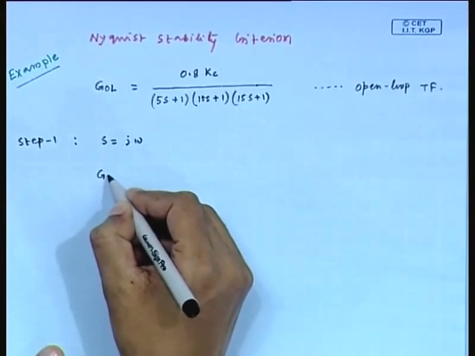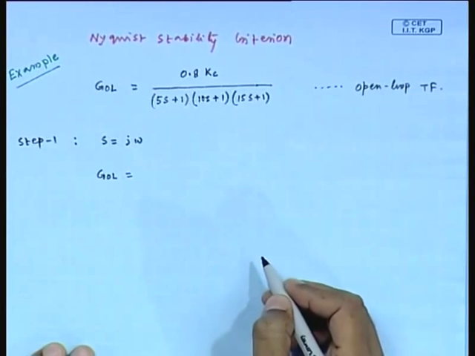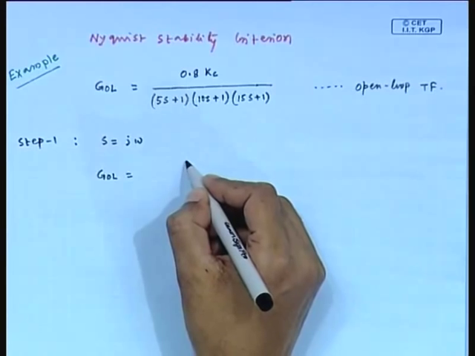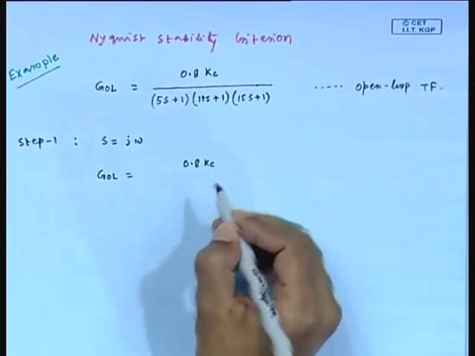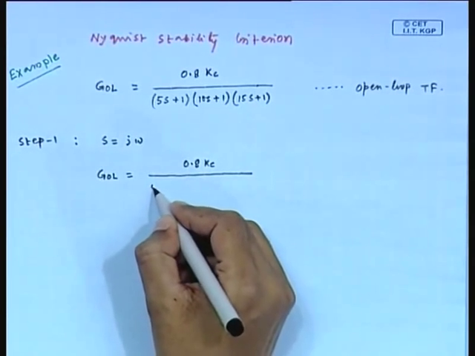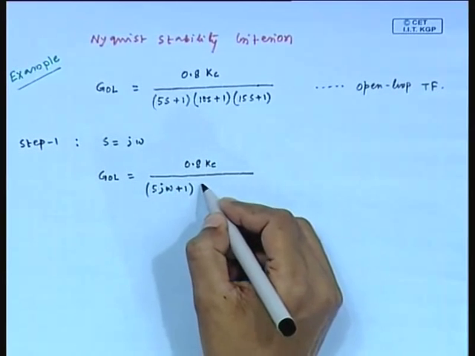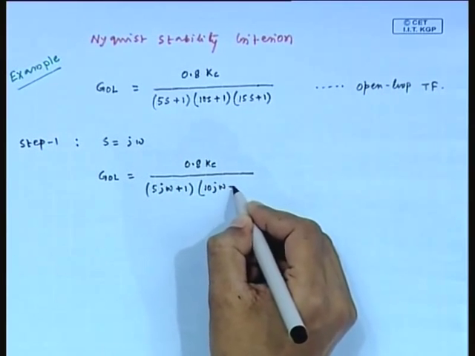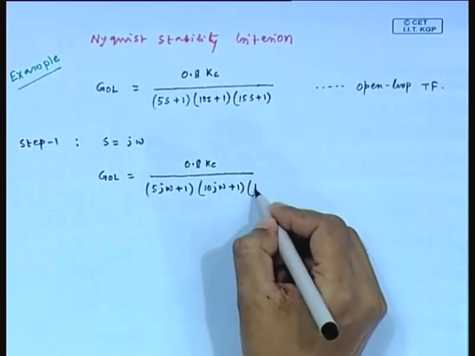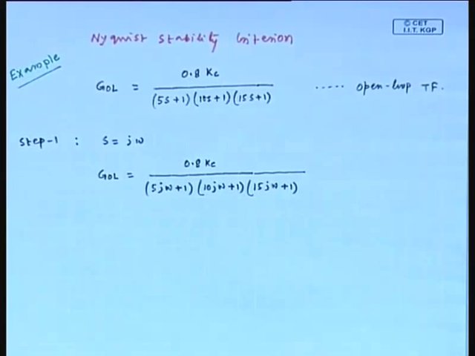Accordingly, we get the frequency response transfer function as G OL equals 0.8 Kc divided by 5 j omega plus 1 multiplied by 10 j omega plus 1 multiplied by 15 j omega plus 1. This is the frequency response transfer function.